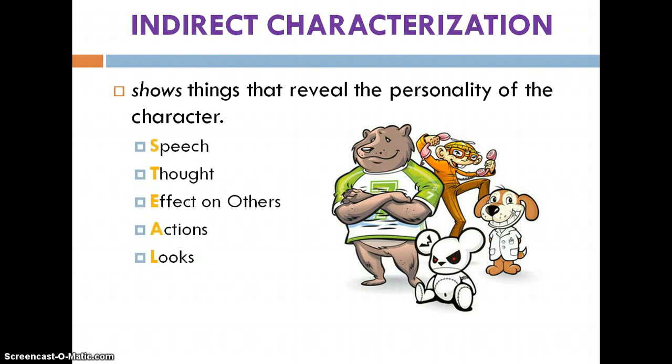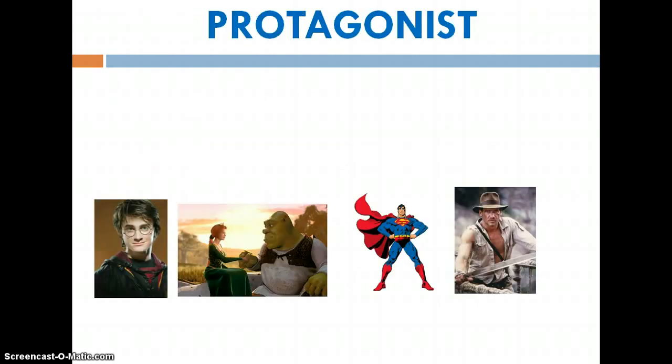You can remember the acronym STEAL because it will tell you the ways that indirect characterization happens: through their speech, their thought, their effect on others, their actions, and their looks. So as the author describes how they look or what they think or the effect they have on others, these are all the different ways that they can indirectly characterize that character.